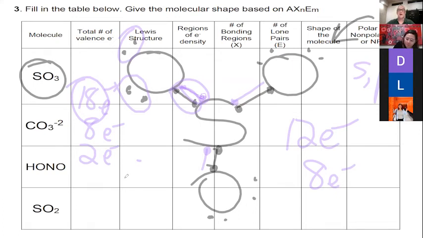And usually because they're bound to oxygen. So that's one of the reasons why it does that. So that's how you draw the Lewis structure. But now let's figure out what shape it is.